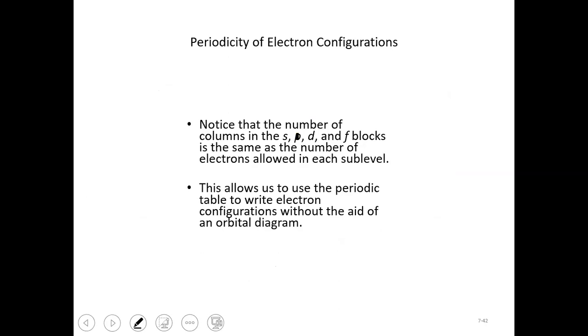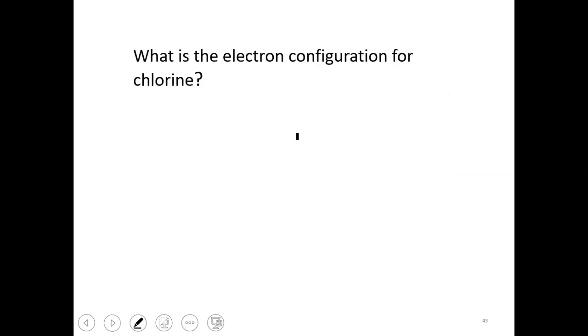That means that if I want to write the electron configuration of an element or an atom, I don't really need the orbital diagram. All I need is the periodic table. Let me do one practice for you, and then I'm going to let you guys do a couple on your own, okay? So let's look at the electron configuration for chlorine. All right, and this might not be in your handout. I think I might have forgotten to include it in your handout, right?